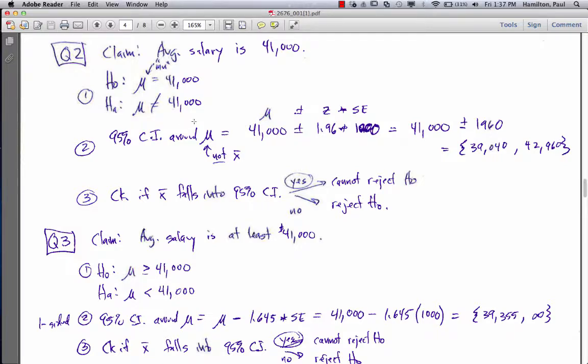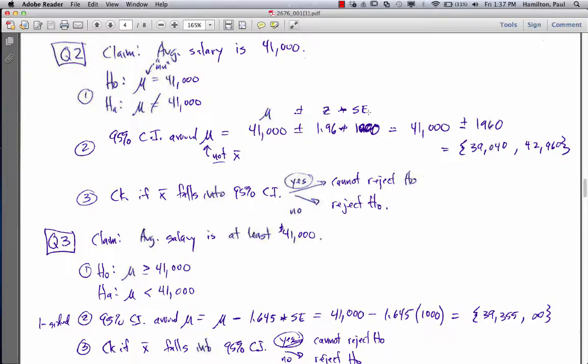Okay, so the steps here. First of all, I think I'm just doing a confidence interval here, a 95% confidence interval around the true mean, not x bar. So that's a little bit different than our regular confidence interval. It is 41,000 plus or minus, again, 1.96, which is the 95% z value, and the standard error here, I think, where did I get that from?